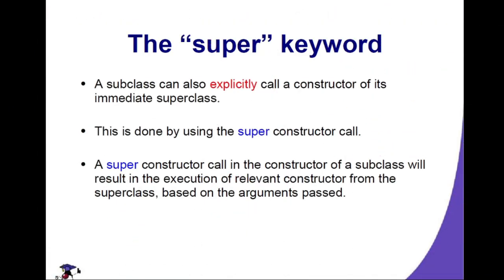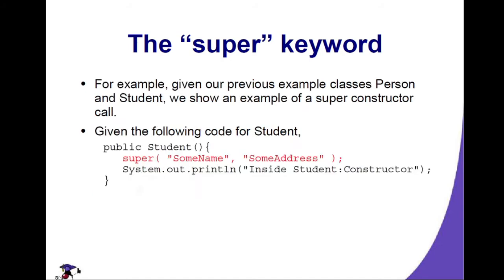So in inheritance, there is what we call the super keyword. A subclass can also explicitly call a constructor of its immediate superclass. This is done by using the super constructor call, wherein the super constructor call in the constructor of a subclass will result in the execution of the relevant constructor from the superclass based on the arguments passed. So let's have an example. Given our previous example for the person and the student, we also show an example of the super constructor call.